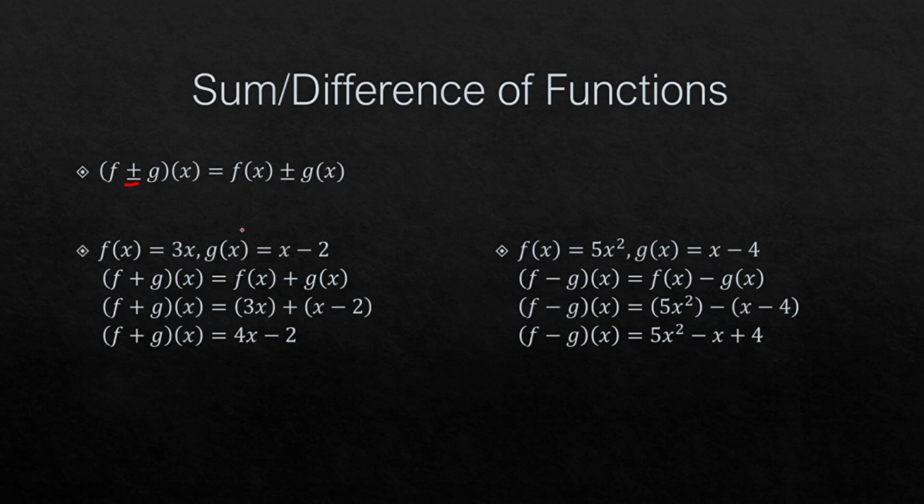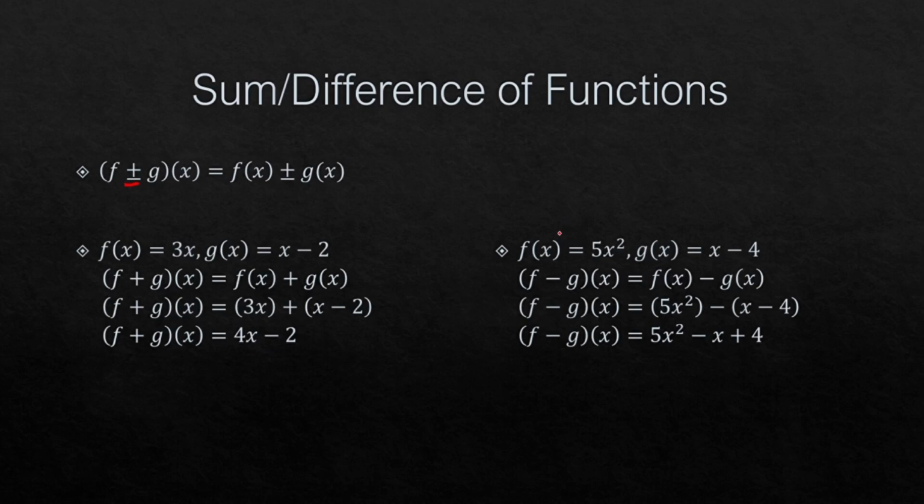Example dito, given f of x is equals to 3x and g of x is equals to x minus 2. So, kung gusto mo i-add siya, na-add mo lang ang nilalaman. f of x is equals to 3x. g of x is equals to x minus 2. So, substitute ang f of x nagiging 3x, ang g of x nagiging x minus 2. So, i-add mo like terms, 3x plus x equals to 4x minus 2. So, (f plus g) of x is equals to 4x minus 2.